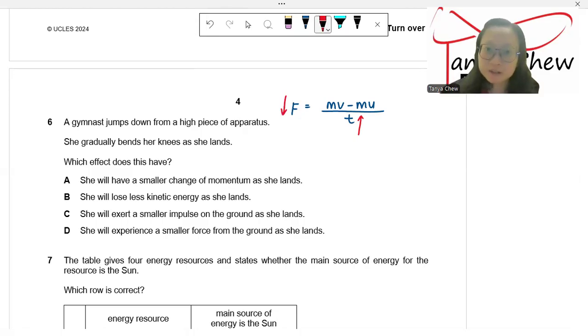The mass of the gymnast is constant, right? So the force is inversely proportional to the time taken. Longer time, smaller impulsive force. Let us look at A.